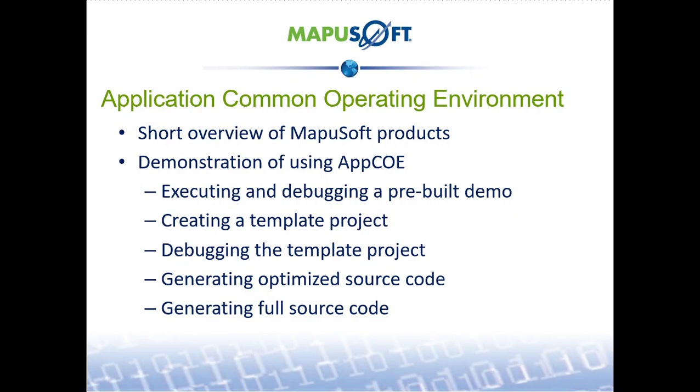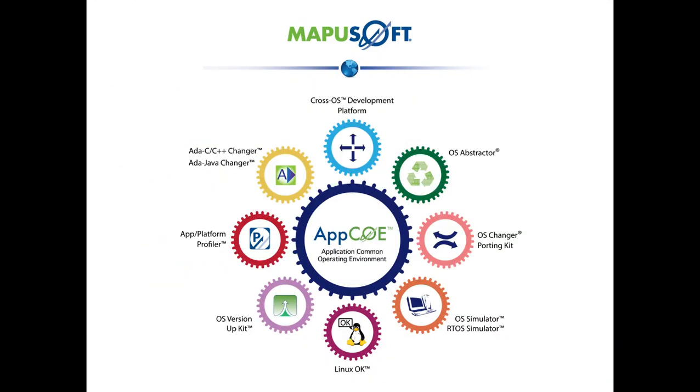So we'll go over a short overview of those products, and then I'll demonstrate using AppCo how we execute and debug within our environment. We'll create a template project, and we'll show debugging that template project and generating some optimized source code and full source code, which you then can use to move onto your target operating system and target hardware.